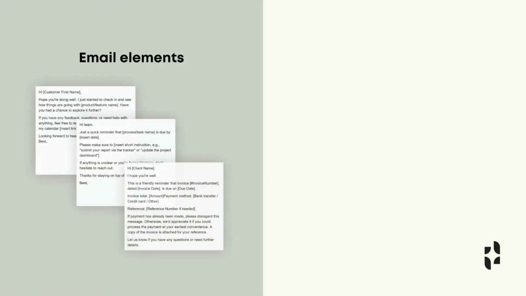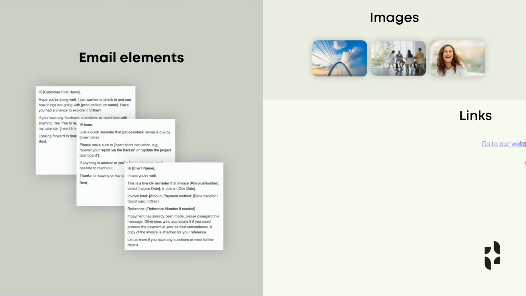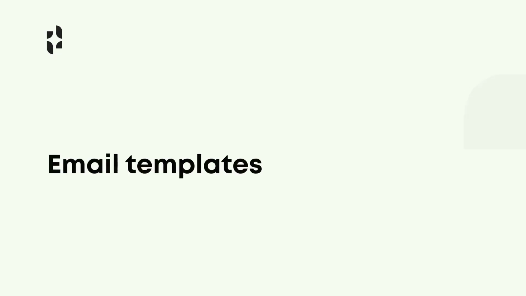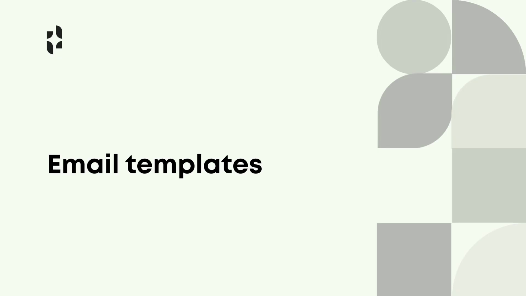You can start your email with a template, then add images, insert links, or attach PDFs, all directly from Outlook. Your company may also have other integrations available. If so, you'll also see them in your libraries. Let's start by using an email template.